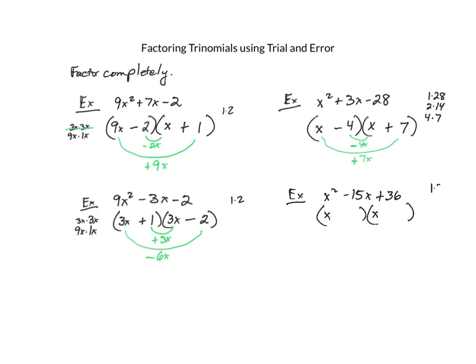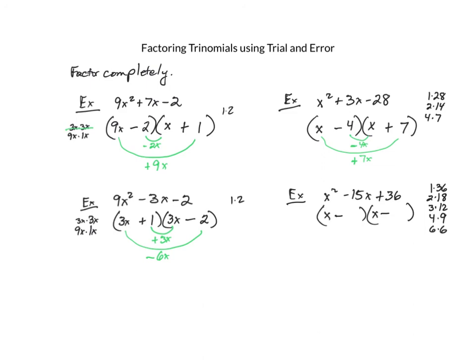36 is 1 times 36, 2 times 18, 3 times 12, 4 times 9, 5 doesn't go into it, or 6 times 6. Do notice that because this is positive, we need the signs here to match, either both plus or both minus. But because of that negative 15x, we want them both to be negative. So let me pop that in.